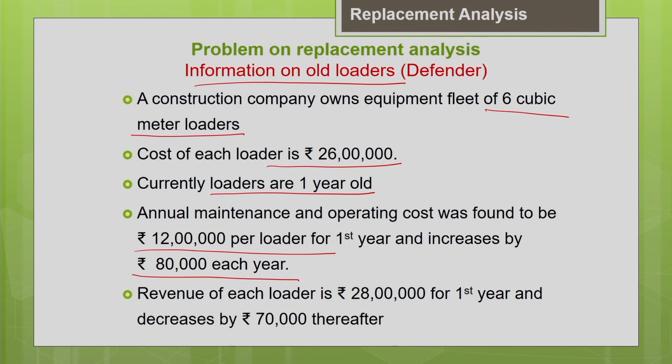As you know, as the machine ages, the maintenance, repair and operating cost will increase. That is what is given here. Its initial maintenance and operating cost is 12 lakh for the first year, but after that it increases by rupees 80,000 every year. The revenue of the loader is rupees 28 lakh for the first year, and after that the revenue starts decreasing by 70,000 rupees thereafter. As the machine becomes older, its revenue also starts reducing because of the increase in the operating cost of the machine. Now, let us look into the information of the new loaders.